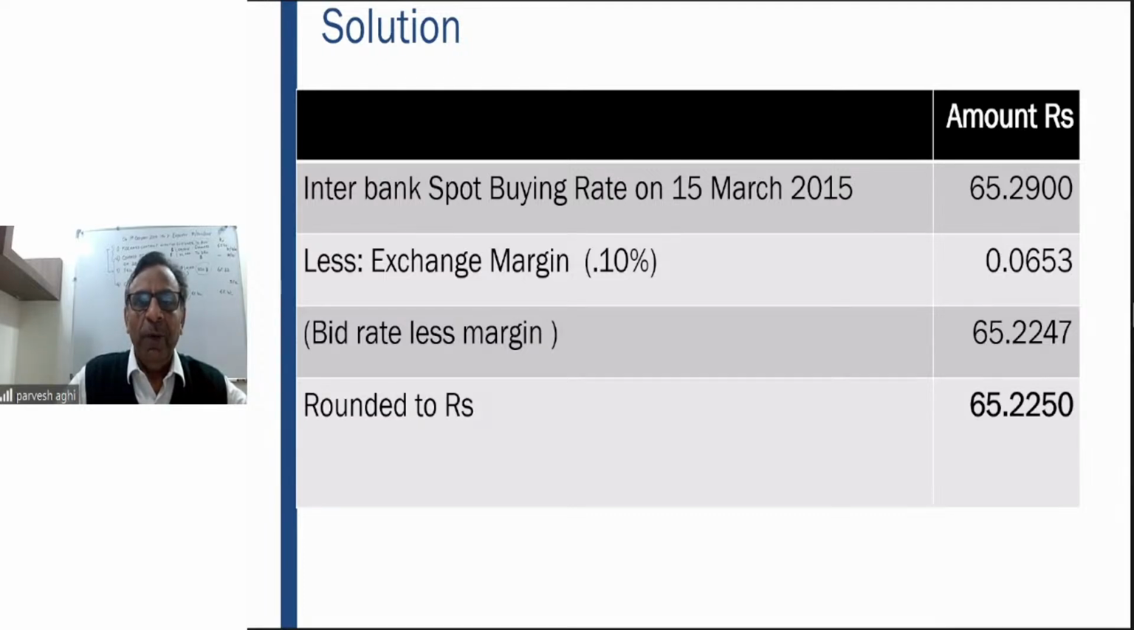So, in case of a bid, we reduce the margin because here the interbank buying rate is 65.29. Okay. So we are going to reduce the margin. Now, as a customer, you are selling, and the bank is buying from you. So the bid rate minus the margin is 65.227, which will get rounded off to 65.22. Okay. So when from bid we reduce the margin, from ask we add the margin.